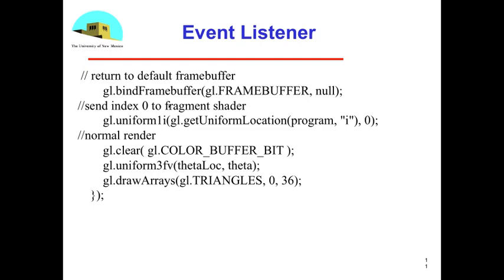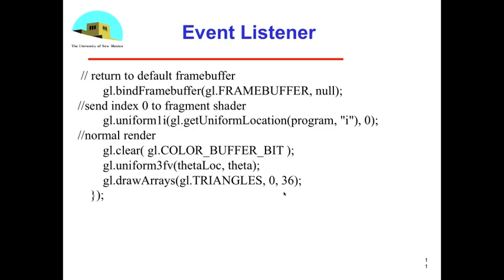Here's the event listener. Well, this is the end of it. After we've rendered that way, we've gotten the position back, we go back to the normal rendering, and we send index 0, which says normal rendering, take the color from the rasterizer, send that out through the fragment shader, and then here's the normal rendering that just renders the 36 triangles that determine that face. So that's the whole example.